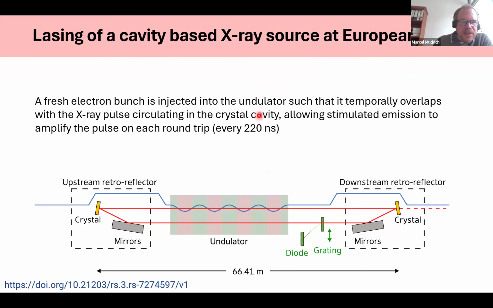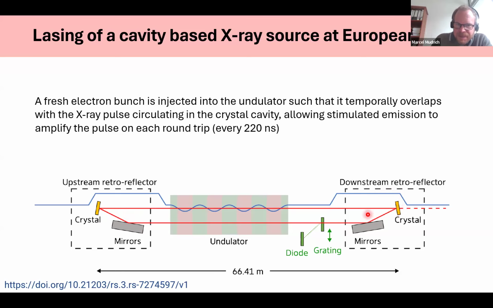But yeah, as I mentioned, this requires that a fresh electron bunch is injected into the undulator at just the right timing, such that it overlaps in time with the X-ray pulse that circulates in this crystal cavity, so that stimulated emission happens at the right time and thereby amplifies the pulses on each round trip. The round trip time of the X-ray pulse in this resonator is given by the speed of light, which is a constant, and the length of the resonator.